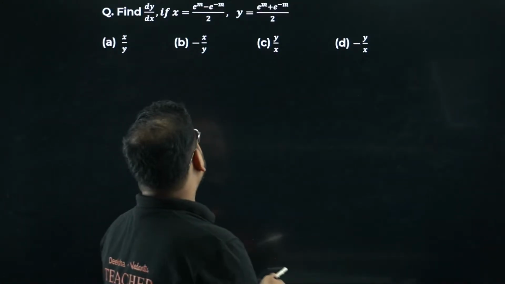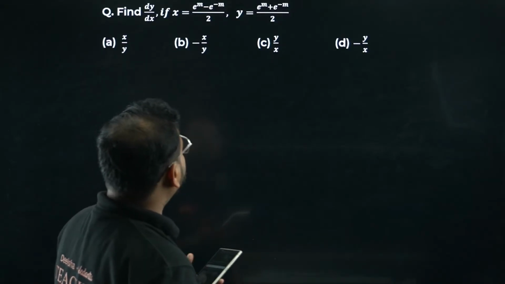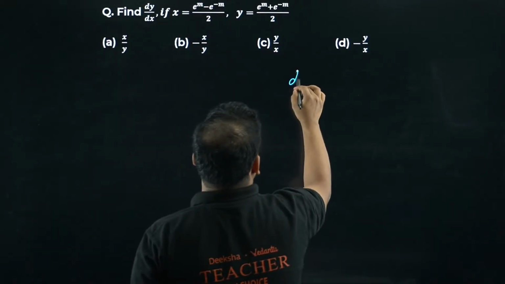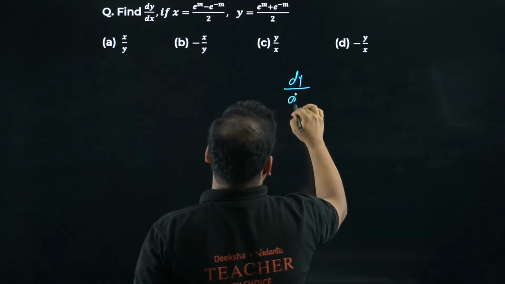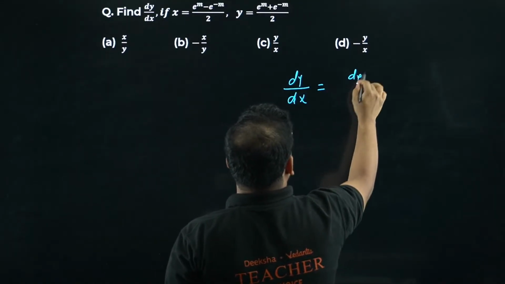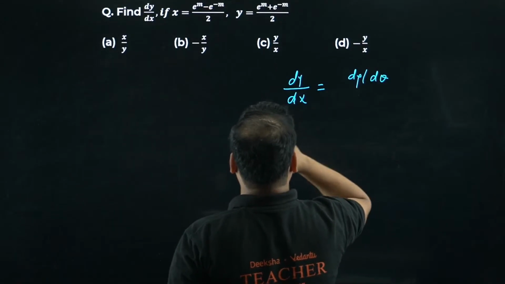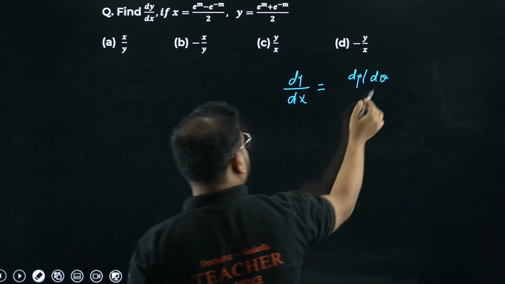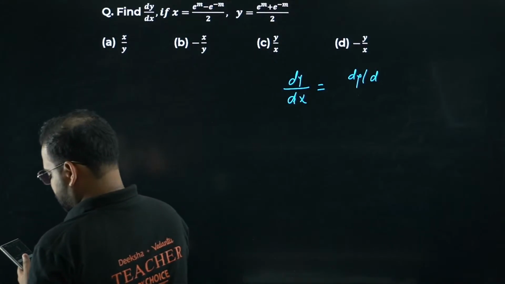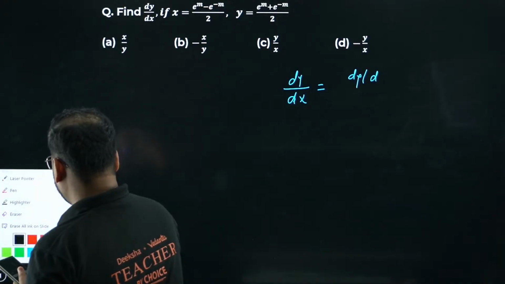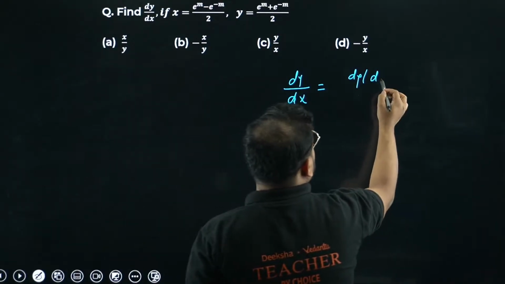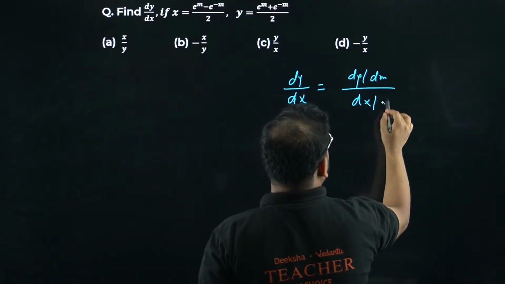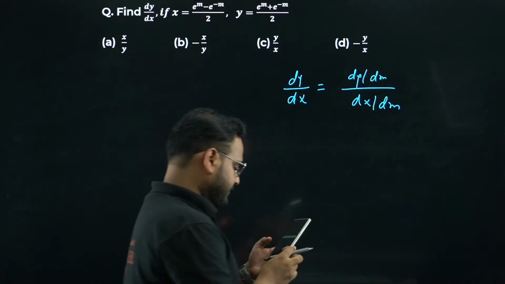So find dy by dx if x equals e power m minus e power minus m. Okay, y is also given. We are looking for the derivative of this. This is again a parametric form question. Dy by dx is given by dy by d theta. No, not d theta. Here the variable is m. Excuse me, variable is m in this case. So dy by dm upon dx by dm.